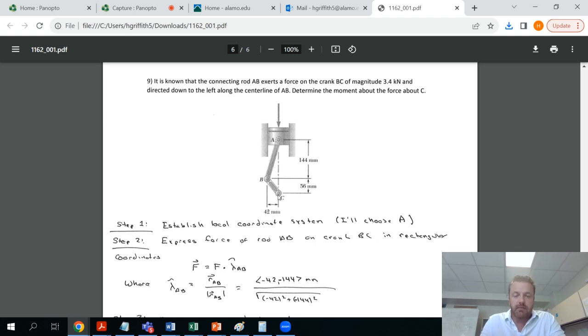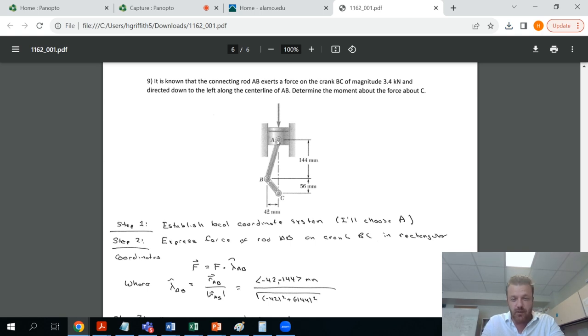So remember, in order to compute the moment of a force about a point, all that we need to do is have an expression for that force in rectangular coordinates, and then have a position vector from the point about which we want to compute the moment, C, to any point along the line of action of that force. So if this force is directed along the center line of the actual connecting rod AB, the first thing that we need to do is define a unit vector along the direction of AB, because we already know the magnitude of the force.